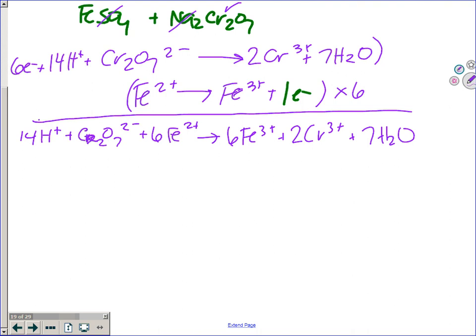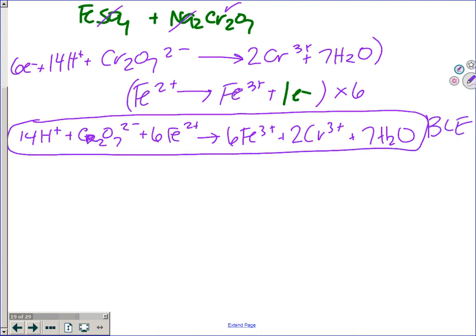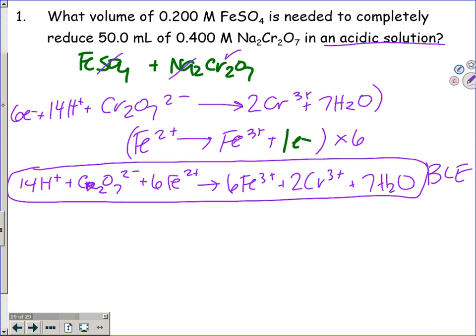Okay, so now we have our BCE. So basically now we know how the reaction occurs. We know the ratio in which atoms or ions are added together to produce some sort of product. So now let's go back and read this question. What volume of 0.2 molar iron 2 sulfate is needed to completely reduce 50.0 mL of 0.4 molar sodium dichromate in acidic solution? Whew, right, so it's a lot of information.